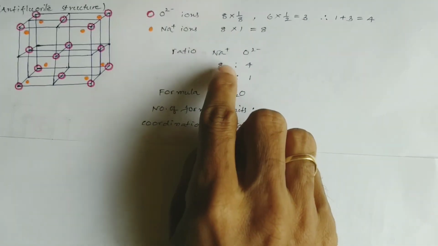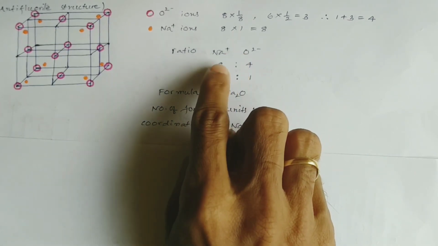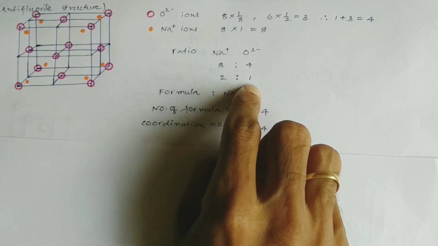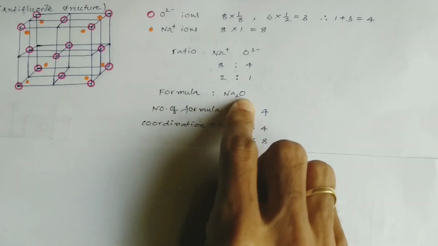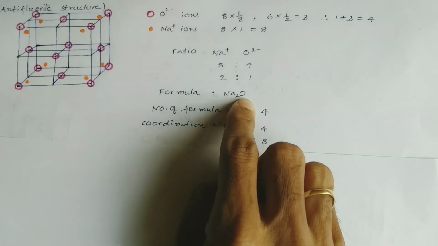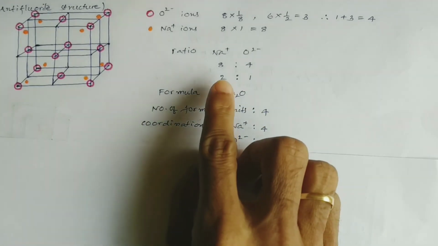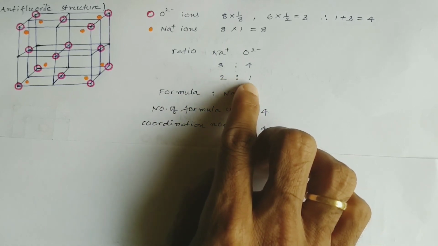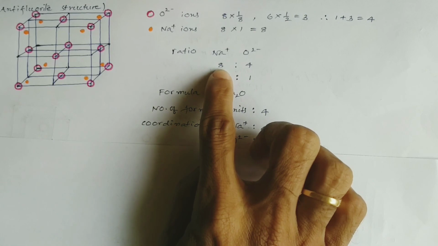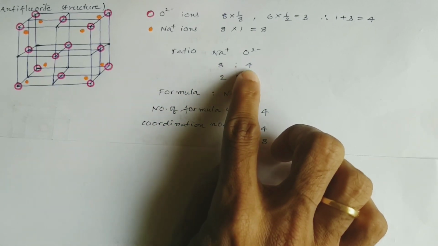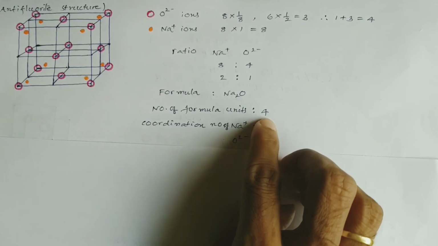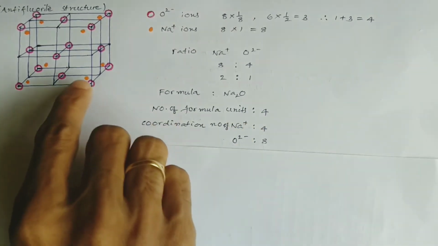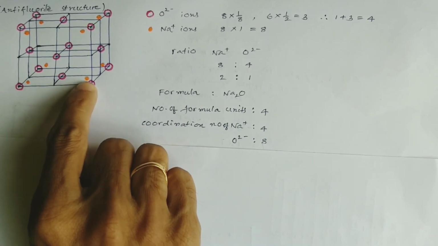Now what is the ratio of sodium and oxide ions? 8 is to 4 or 2 is to 1. So based on this ratio, the formula is written as Na2O. So what is the number of formula units? We know that 2 sodium ions and 1 oxide ion together make 1 formula unit. As there are 8 Na plus ions and 4 oxide ions, the number of formula units will be equal to 4, and coordination number of Na plus is 4, because sodium ion is present in the tetrahedral void.